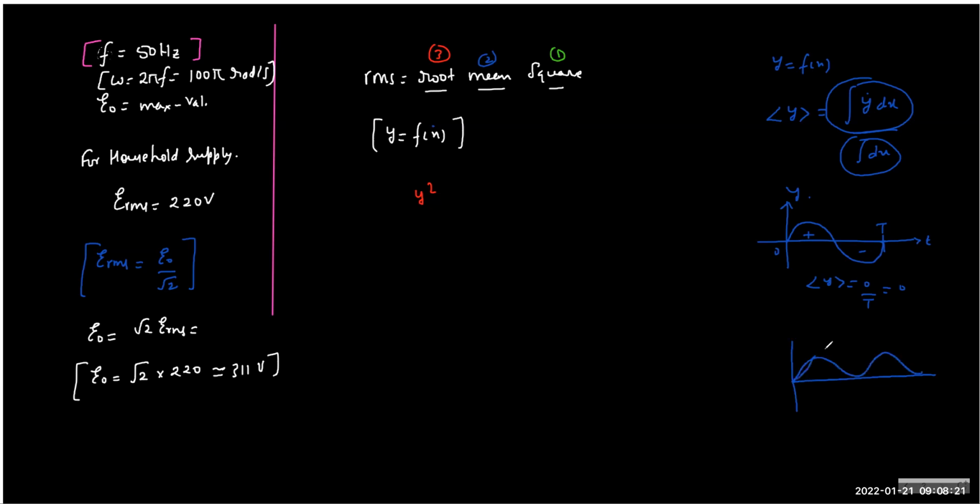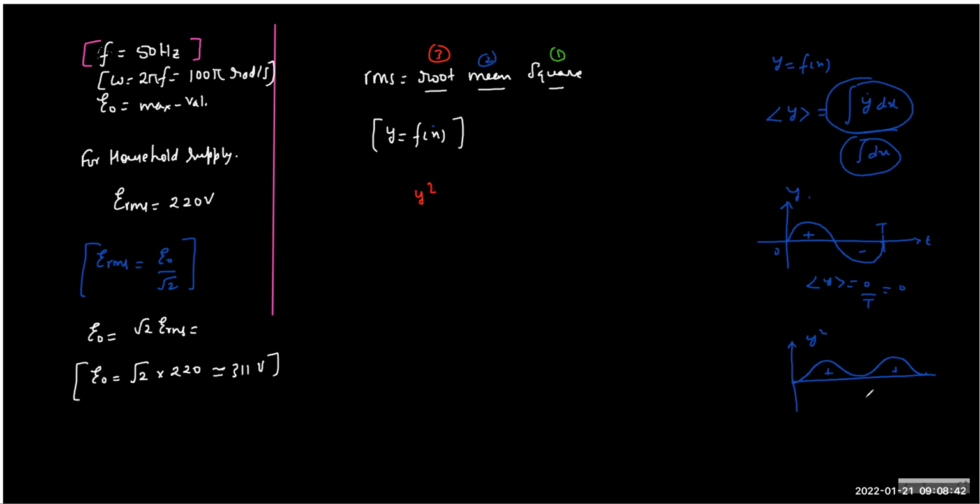The peak will be the same, it will just have a different shape like this. So once you square it, things will change, and now everything is positive. So if you find the area, it will never be 0.